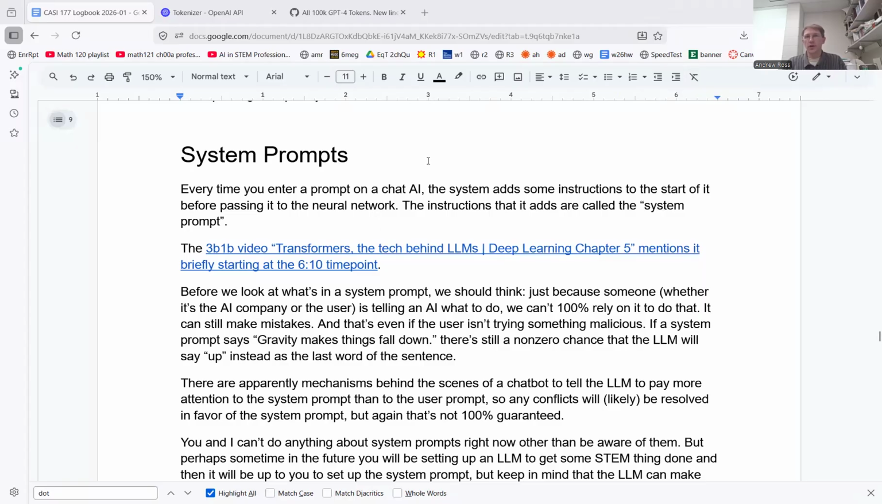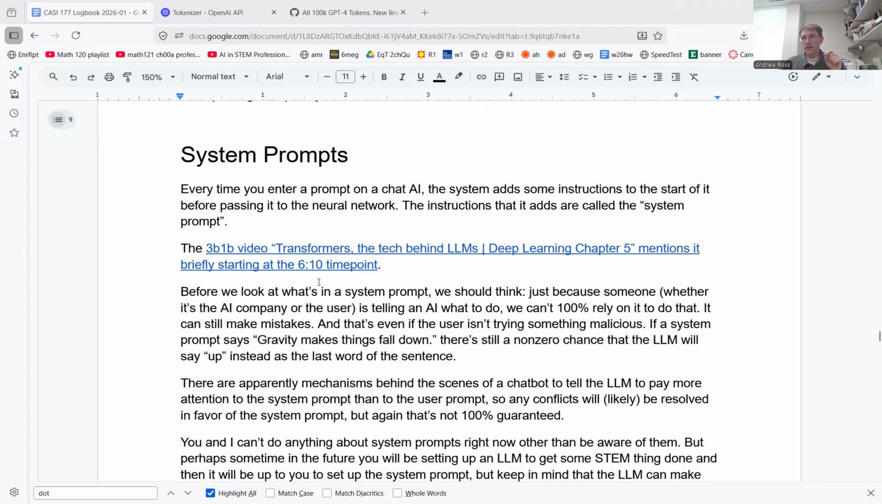Let's talk about system prompts. Every time you enter a prompt on a chat AI, the system adds some instructions to the start of it before passing all that text to the neural network. The instructions that it adds are called the system prompt. The Three Blue One Brown video, Transformers, the tech behind LLMs, mentioned it briefly at the 6:10 time point.